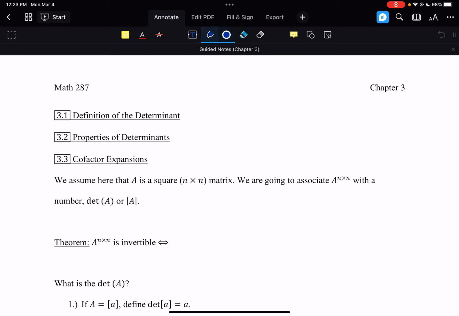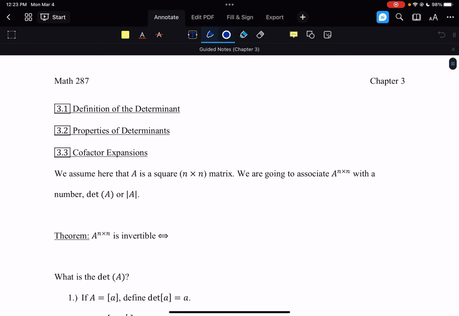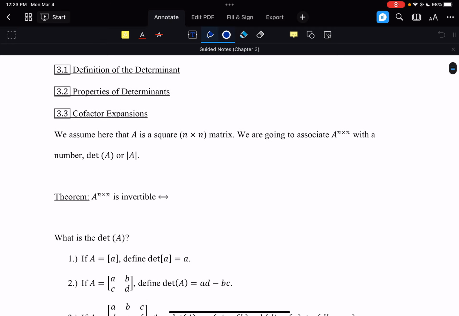So to start off, we need to establish some things right off the bat. We assume that A is a square matrix. That's going to be necessary in order to compute the determinant of a matrix. We're going to be associating this n by n matrix with a number, which is written either det of A or looks like the absolute value of A or magnitude of A. But that symbol represents a determinant being taken.